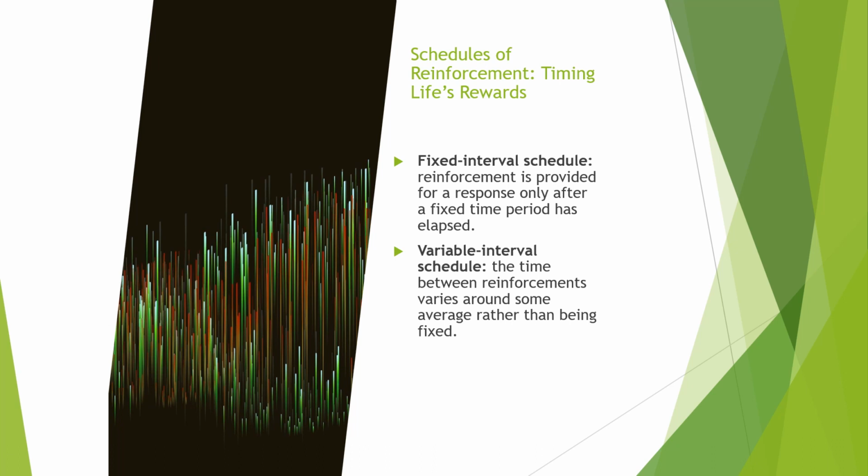You may be reinforced after 18 minutes. You may be reinforced after 2 minutes. You may be reinforced after 13 minutes. You will be reinforced, but it's an average of 20 minutes for that one. So just like the crucial factor with ratio schedules was the number of responses, the crucial factor with intervals is the amount of time that has elapsed since the reward.